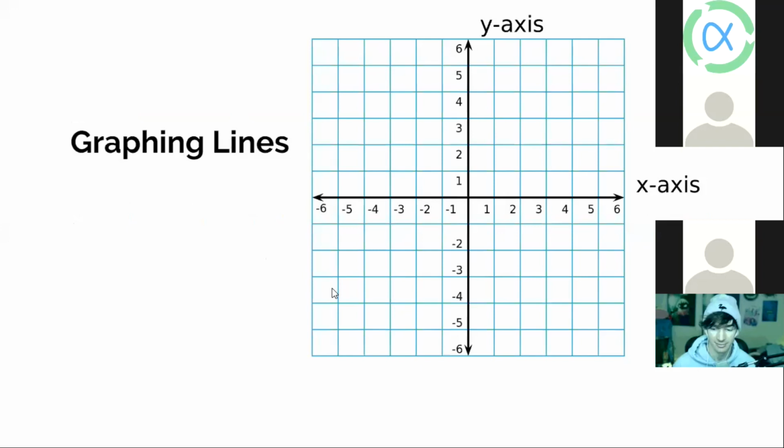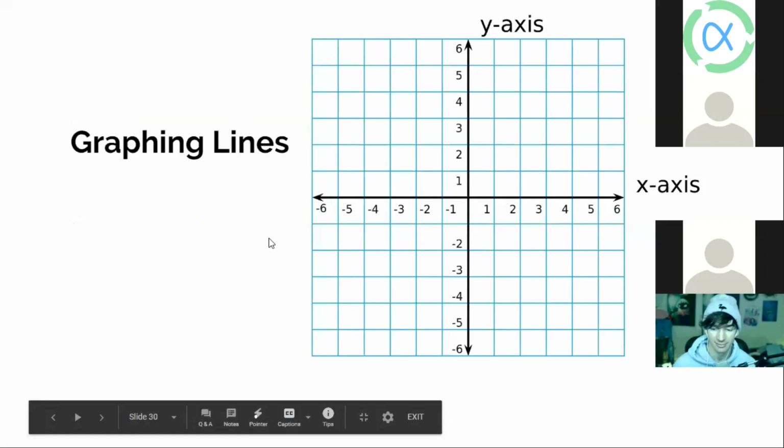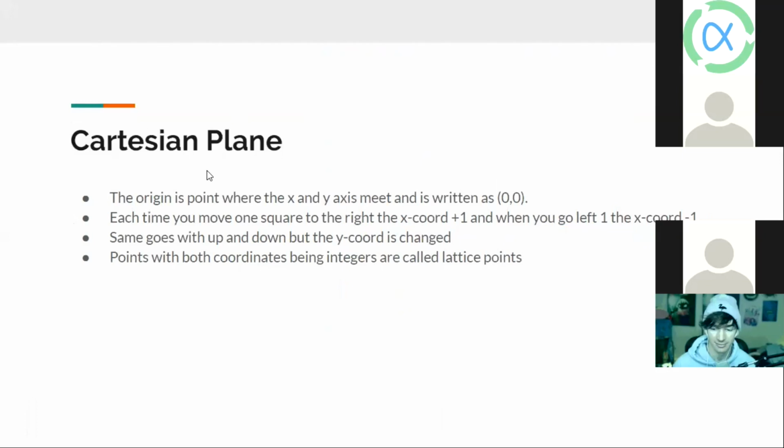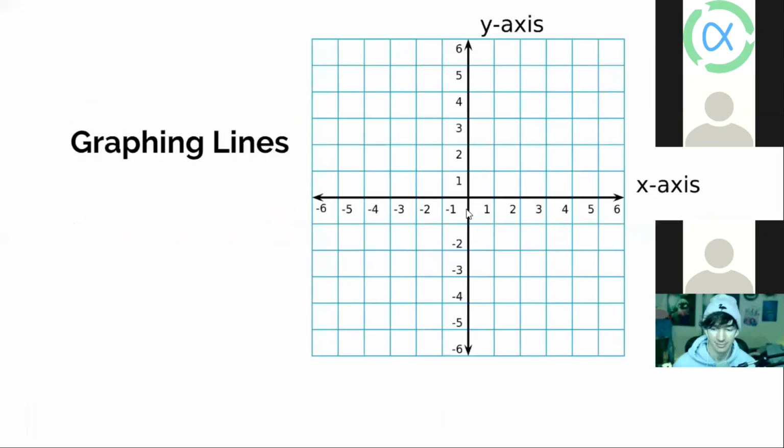Okay, so now we're going to talk about graphing lines. So this is known as the Cartesian plane. So on the Cartesian plane, the origin is the point where the x and y axis meet and is written as 0, 0. So the origin is going to be here. That's the origin, 0, 0.